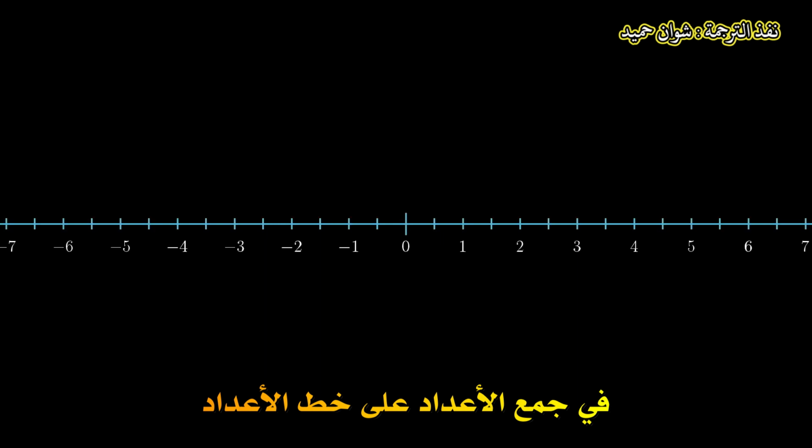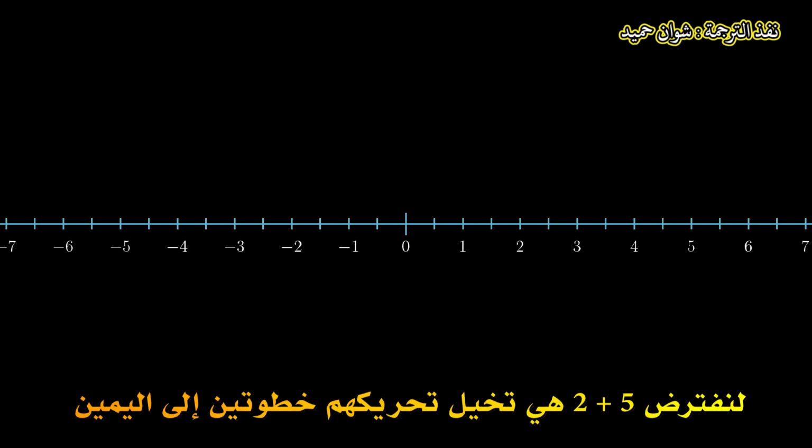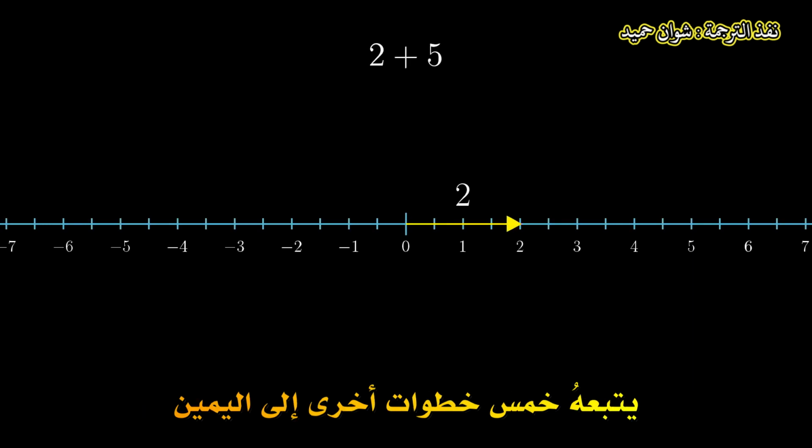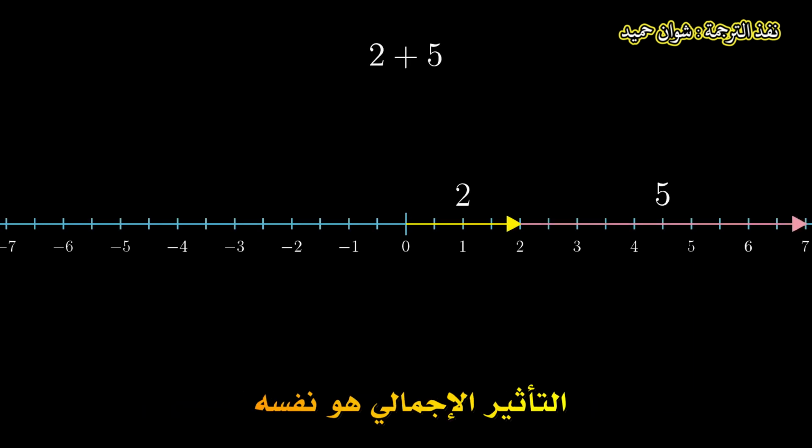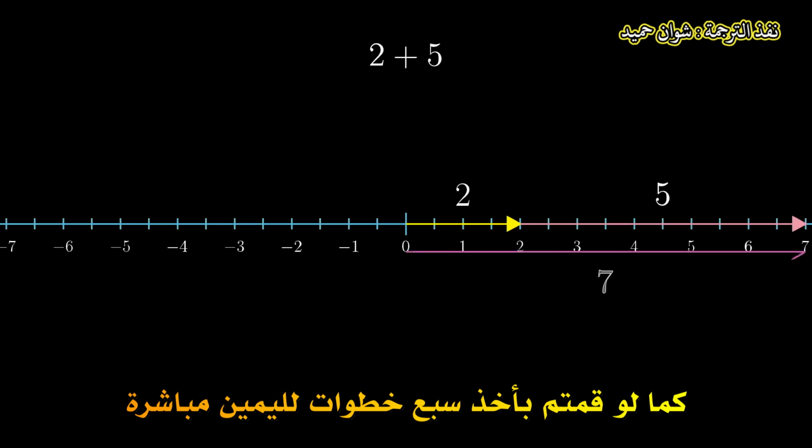You could think about this as an extension of how we think about adding numbers on a number line. One way that we teach kids to think about this, say with 2 plus 5, is to think of moving 2 steps to the right, followed by another 5 steps to the right. The overall effect is the same as if you just took 7 steps to the right.